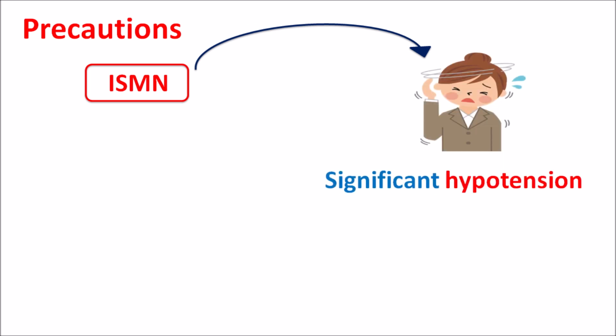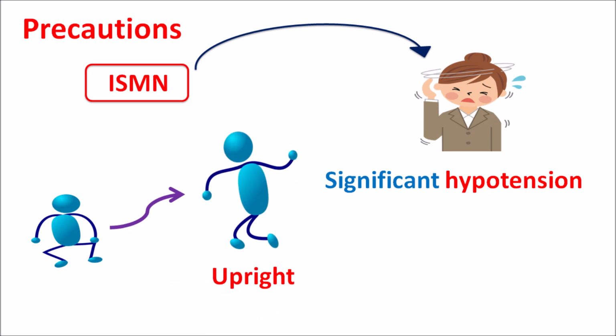Now let us see the precautions of this drug. One of the important precautions of isosorbide mononitrate is that this drug acts as a vasodilator. So this drug may produce significant hypotension in patients, which is more often observed in volume-depleted patients. That means patients who are suffering from severe diarrhea or those patients who are using high ceiling diuretics. In such patients, the hypotension is more pronounced with the use of isosorbide mononitrate. And this hypotension is more pronounced when the patient is changing from a sitting position to the upright position. In such conditions, care should be taken to avoid any accidental falls and injuries.